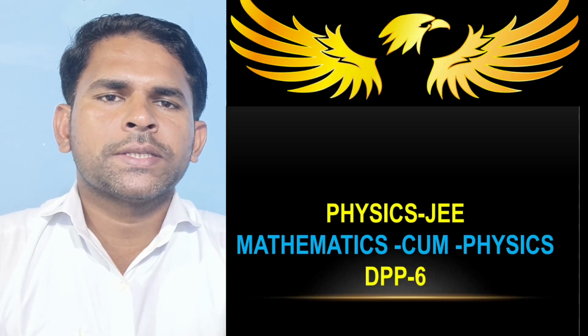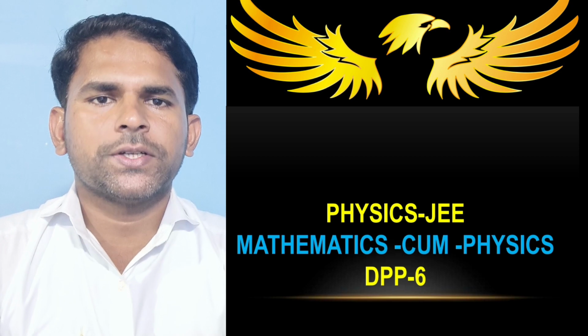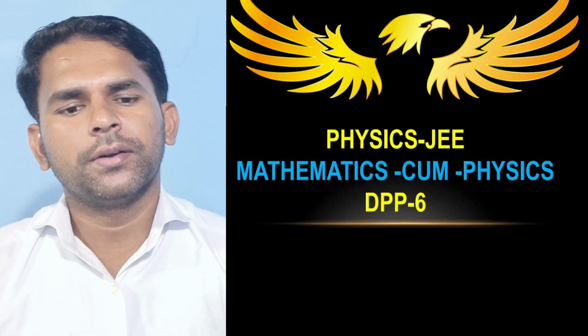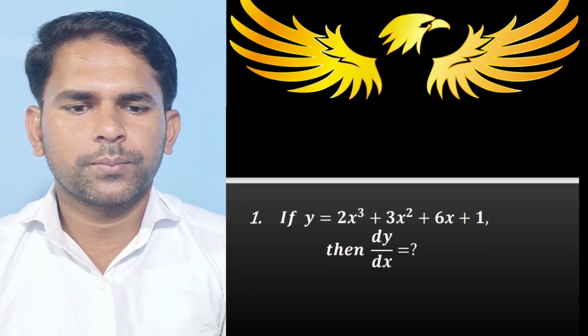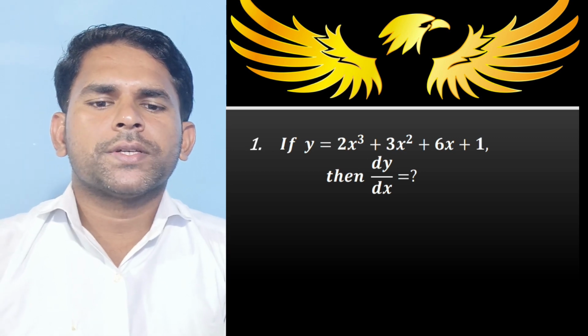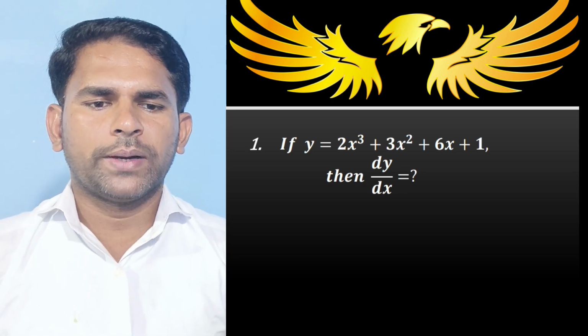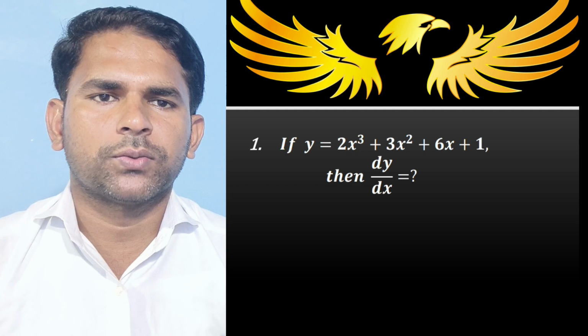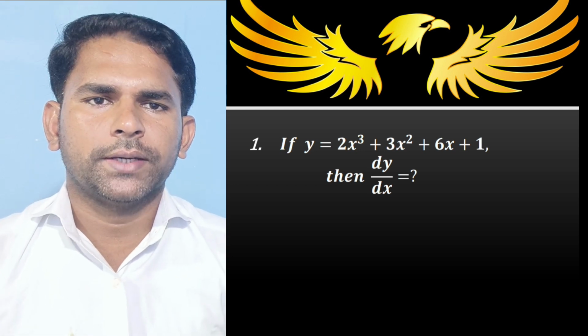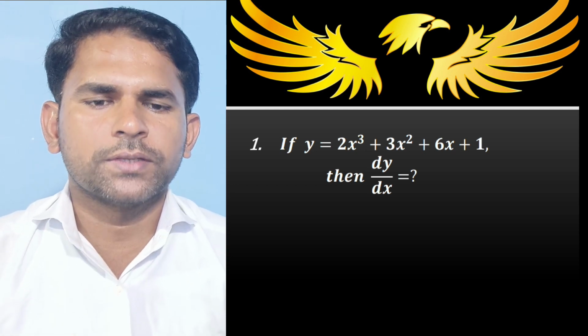Now we are going to discuss DPP number 6. You can see the first question on the screen. There is a given equation, y is equal to 2x cube plus 3x square plus 6x plus 1. They are asking dy by dx. It means they are asking what is the differentiation of this function.